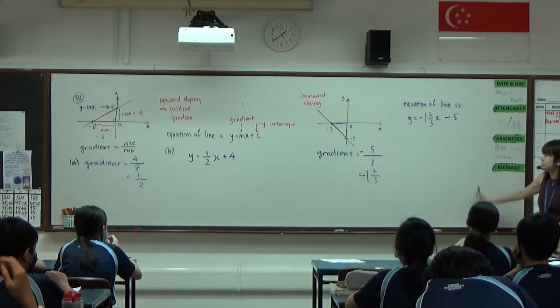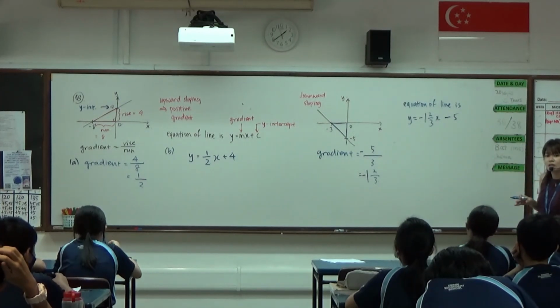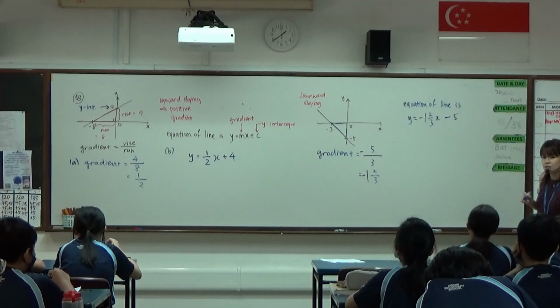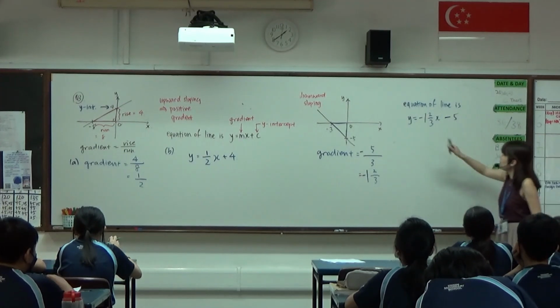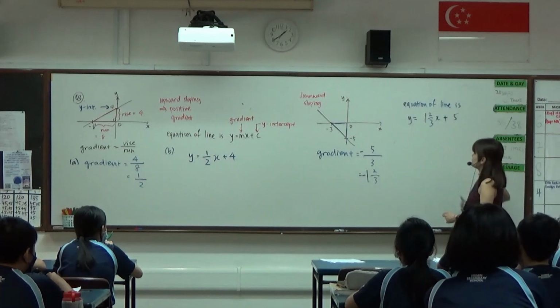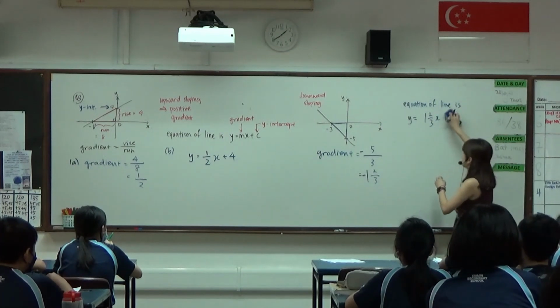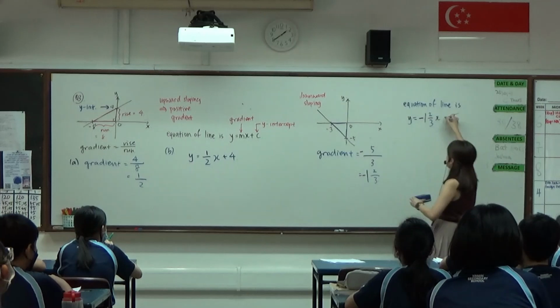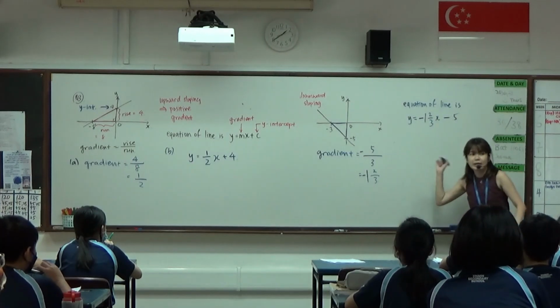Okay? Now, is this the best answer? No, why? Put positive? No, okay, cannot. So that's not right. It needs to be a negative gradient and then a negative y-intercept. But is this the best answer?